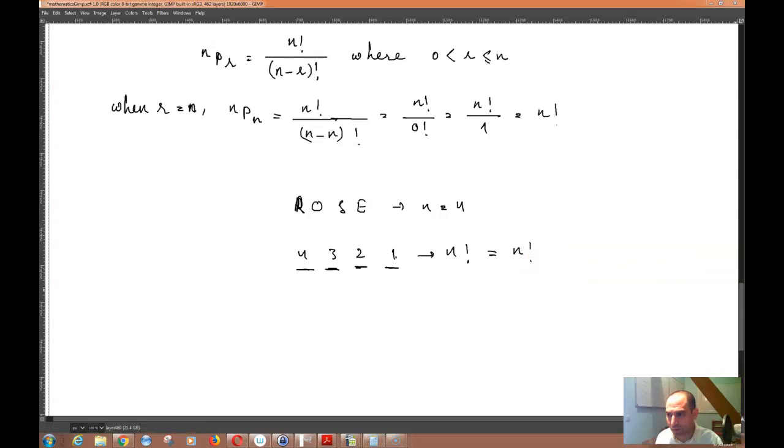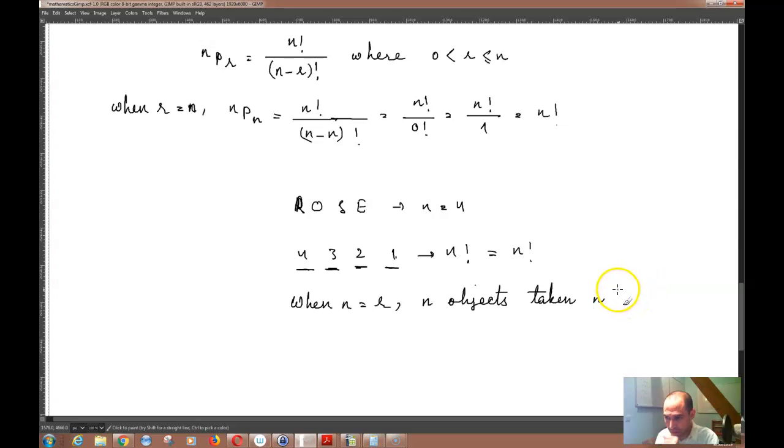Or you can say that when n is equal to r, that means you have n objects taken n at a time. You have n objects taken n at a time. Okay, so that is basically that.